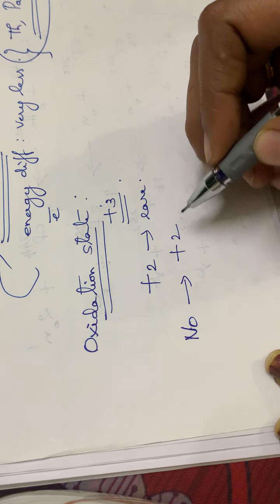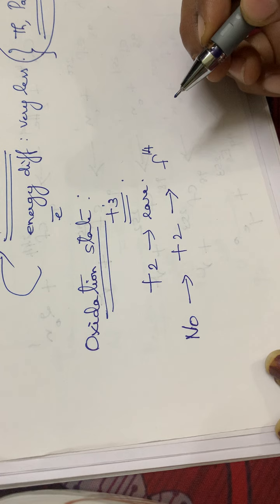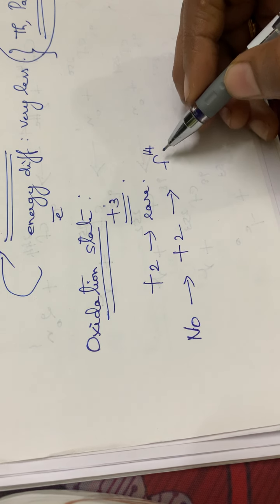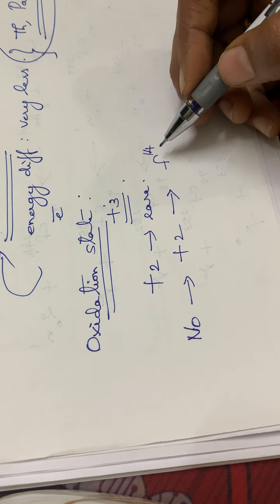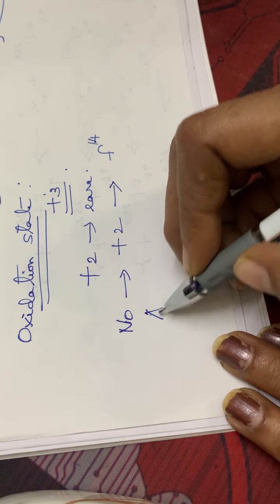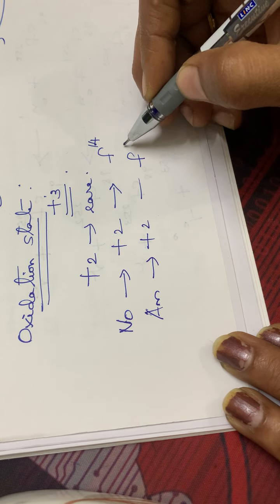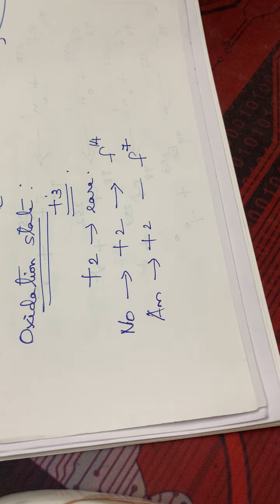This is No, nobelium. It has got a +2 oxidation state. The electronic configuration is f14, isn't it? With f14 electronic configuration, it has a common +2 oxidation state. Then for americium also, it has got a +2 oxidation state. The electron filling is such that f7 electrons will be there in the f subshell, or the f orbital.